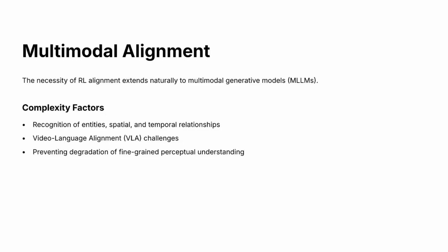So as these multi-modal LLMs handle input and output across multiple modalities like images, videos, and text, the complexity of aligning grows significantly. We are no longer just teaching a model to produce coherent language, but also to correctly interpret and also generate information that involves recognizing entities, understanding spatial relationships between objects, and also grasping the sequence of events over time. One area where this becomes especially challenging is video language alignment, or VLA. Aligning language with visual content in motion adds a layer of difficulty in preserving fine-grained perceptual understanding. So a key goal here for multimodal alignment is to ensure that as we push these models to become more general and capable, we don't lose the subtle but crucial details in perception that make their output accurate and also meaningful.